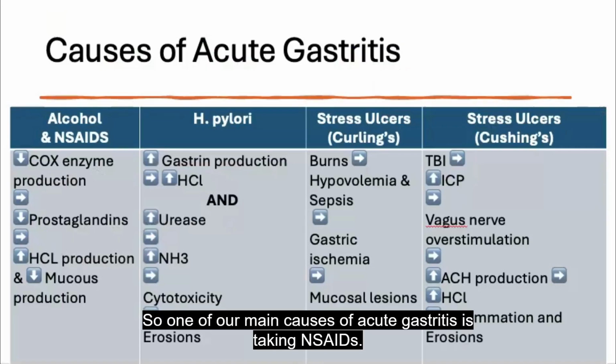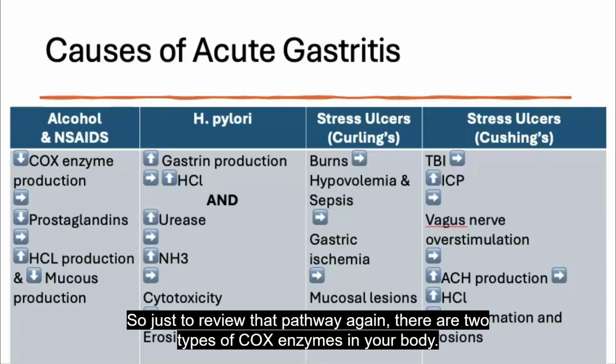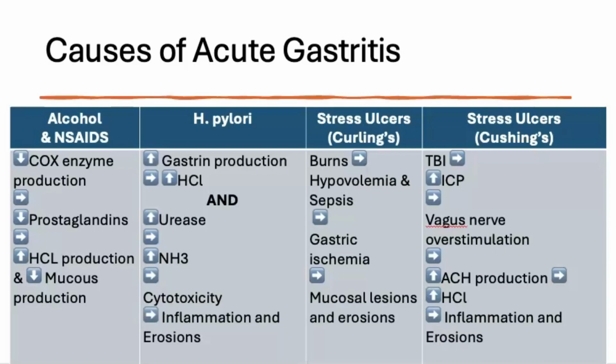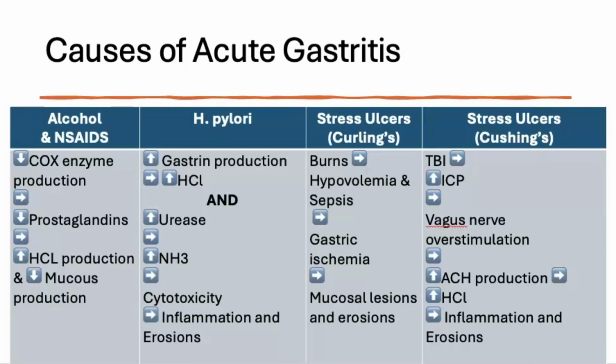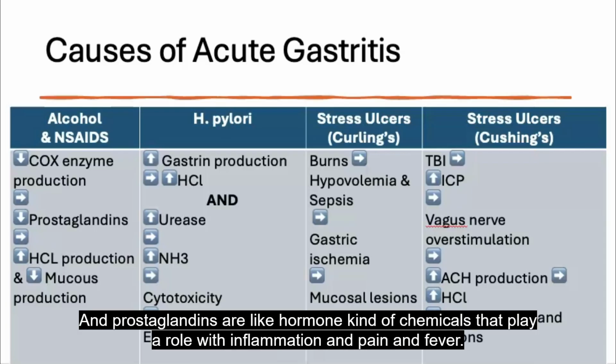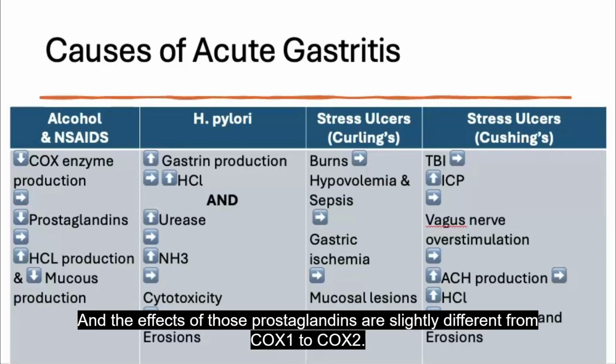So, one of our main causes of acute gastritis is taking NSAIDs. So, just to review that pathway again, there are two types of COX enzymes in your body, or cyclooxygenase. So you have the COX-1 and the COX-2. Both of them make prostaglandins, and prostaglandins are like hormone kind of chemicals that play a role with inflammation and pain and fever. And the effects of those prostaglandins are slightly different from COX-1 to COX-2.